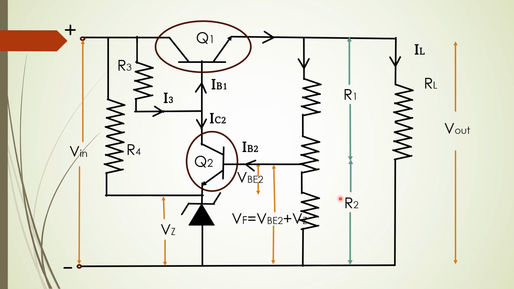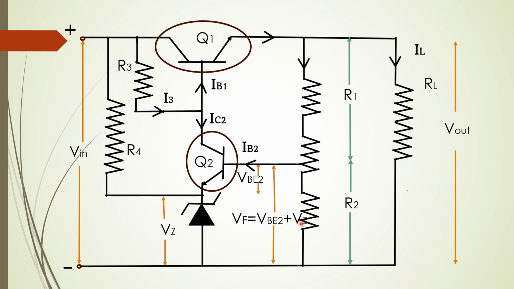There is one more simple scenario that we have to understand. V2 is the summation of VB2 plus Vz, and it is also the voltage across R2, right? So the voltage across R2 is Vf. This can also be written as Vf or VR2 equivalent to VB2 plus Vz, which is also equivalent to R2 by R1 plus R2 into Vout, the total output voltage.